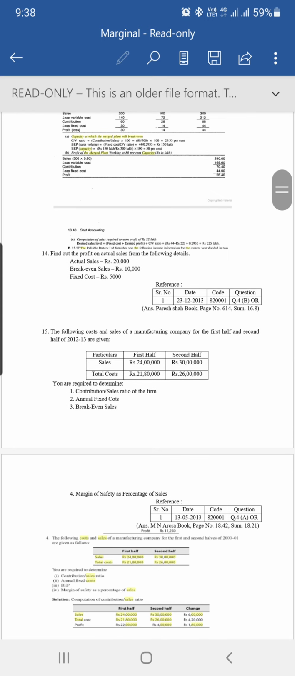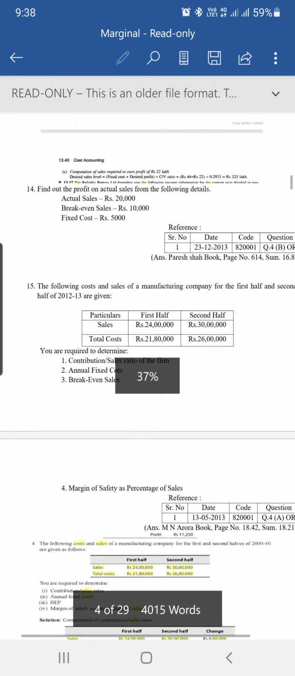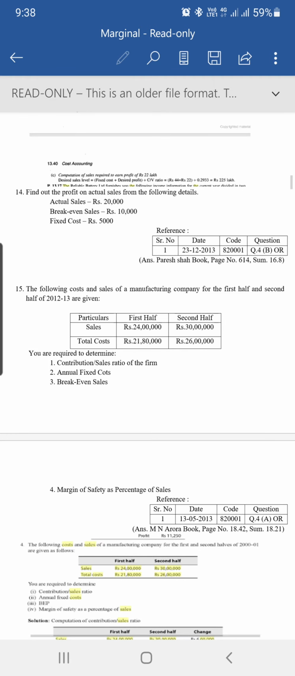The next question for the CVP analysis is question 15. The costs and sales for the first and second half of a manufacturing company are given here, and we have to find the contribution to sales ratio, that is PV ratio. Second is annual fixed cost, third is break-even sales, and fourth is margin of safety as a percentage of sales.